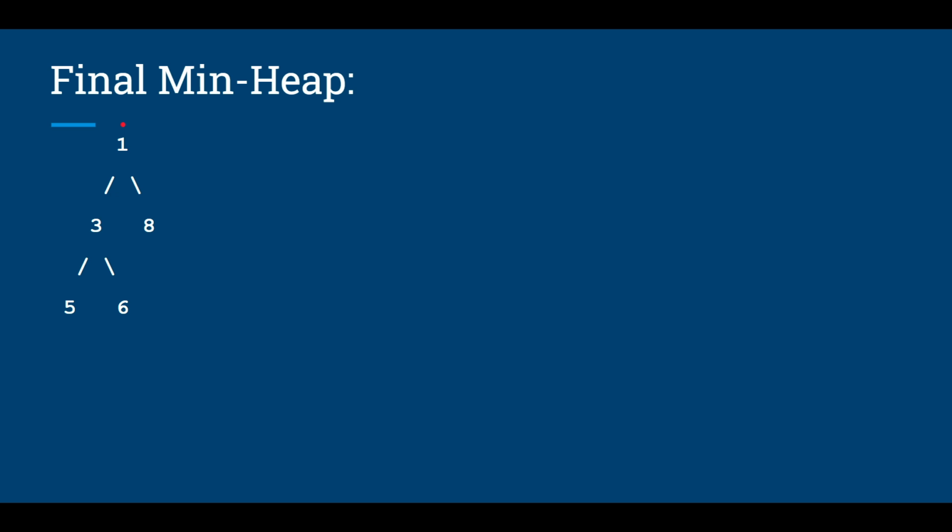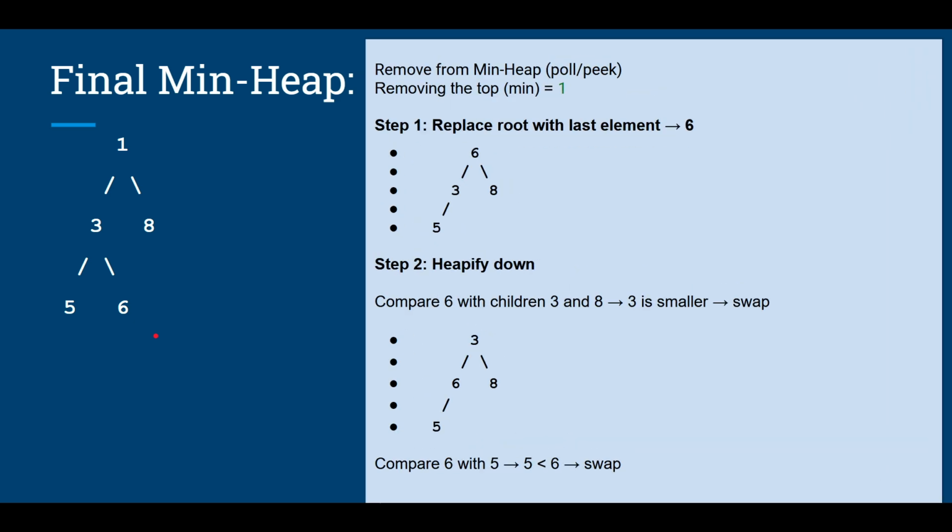And the minimum heap is having 1 in the top root element, and let's suppose 1 is the root, the minimum one rather than its children, right? Similarly, 3 is smaller than its children 5 and 6, right? So if we remove from the min heap, we'll do either poll or peek, right? There will be a top element, let's say 1, right?